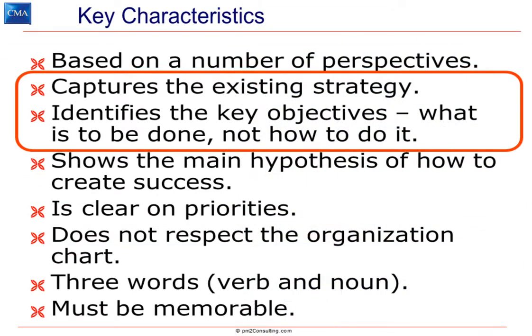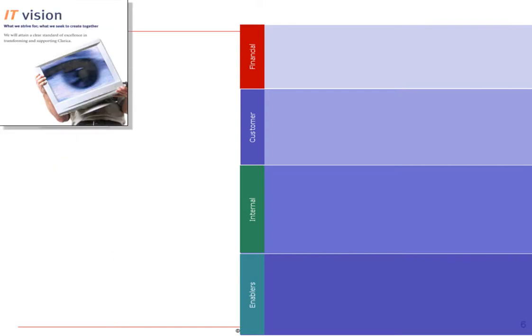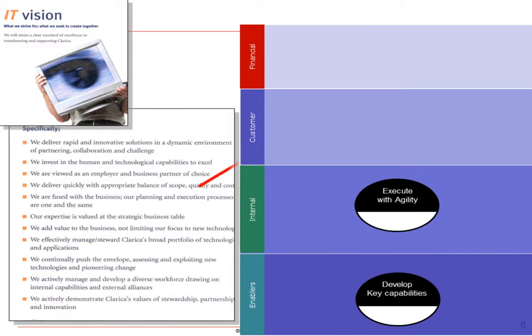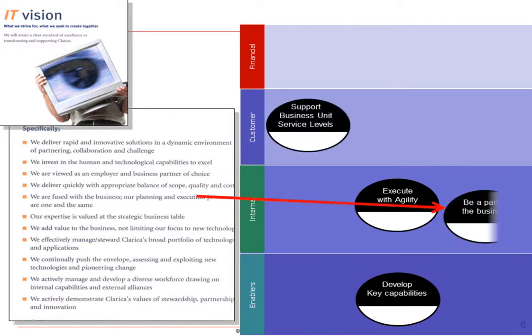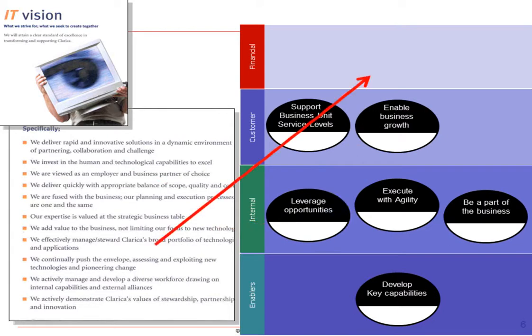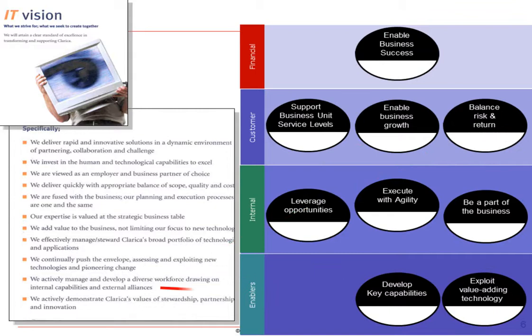It needs to capture the existing strategy and identify what the key objectives are within that strategy. The dilemma we have in many organizations is the strategy is contained in a whole bunch of words which are very confusing to the organization. We need to be able to extract from those strategic statements what are the core objectives that we should be paying attention to, and help the organization remember what those core objectives are, even though they can go back to that source document later to learn more.